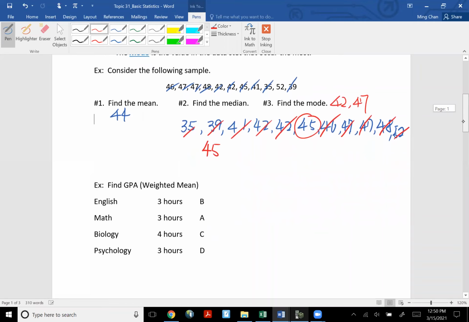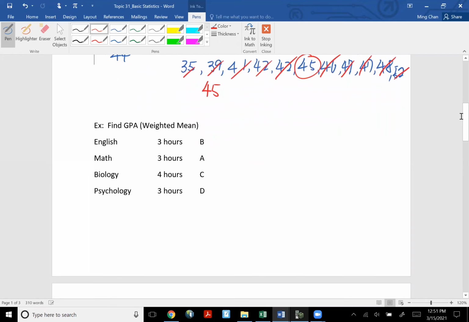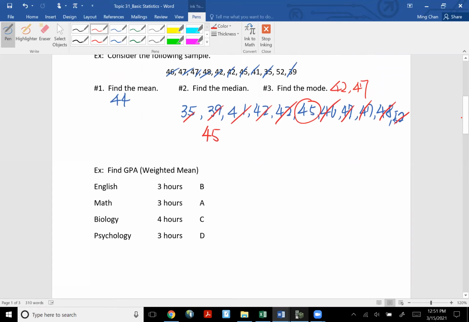Now let me show you something called the weighted mean. Weighted mean simply refers to when some values occur more than one time. Just like in this example, 42 and 47 occur twice, and all the other values only occur one time. So weighted mean means there are some values that occur more often than others, therefore there is more weight to them. But weighted mean is really no different than the regular mean.